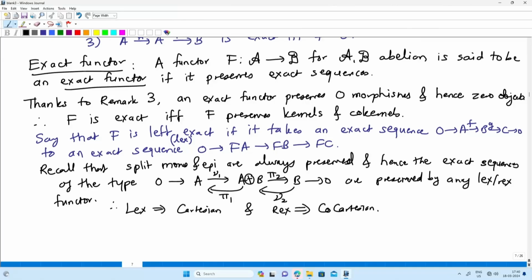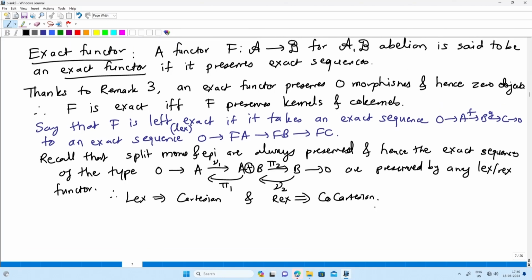Okay, so therefore, what do we have? Exact functors are additive. Left exact functors are also additive. Right exact functors are additive. But lex and rex are both something more. They preserve kernels and co-kernels respectively. So an exact functor is a bi-Cartesian functor. It preserves finite limits as well as finite co-limits. Okay, good.